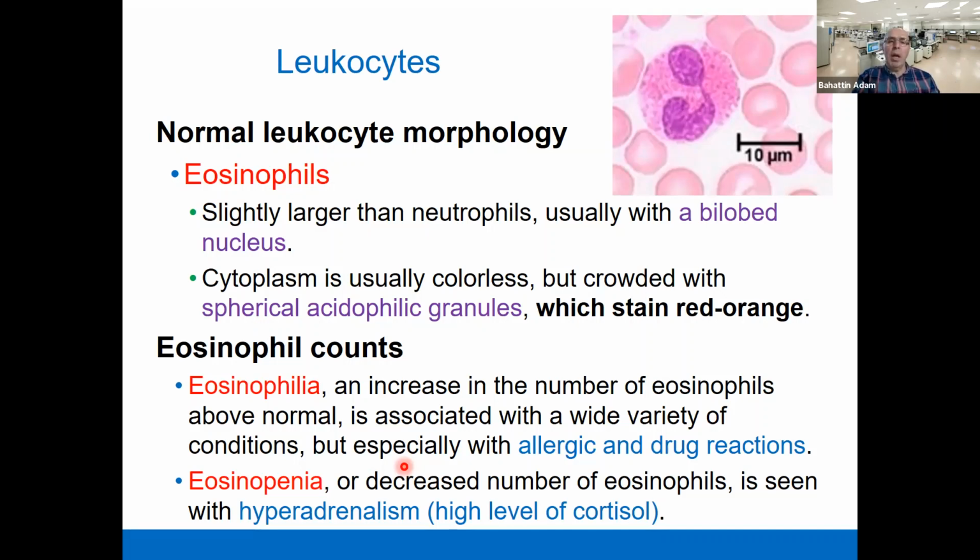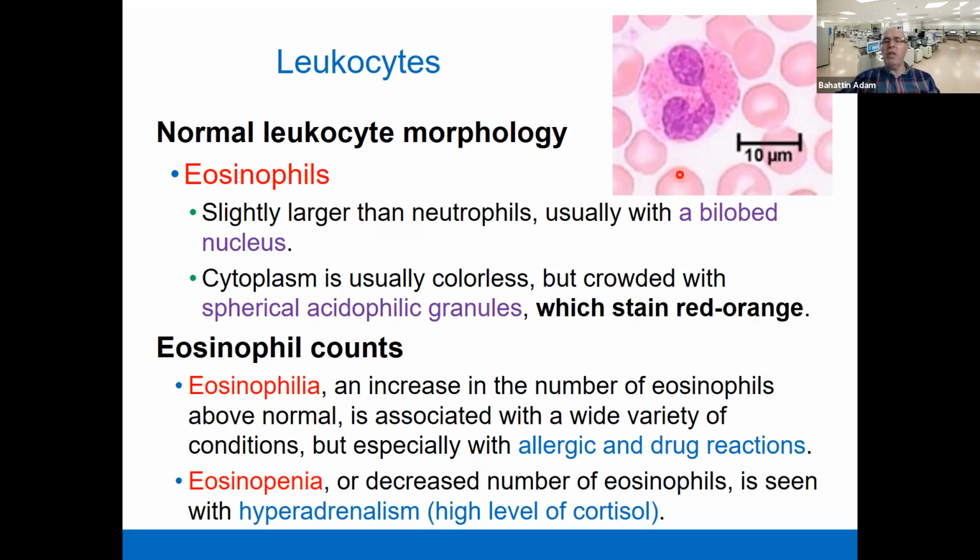Now, eosinophils are the other type of white blood cells, slightly larger than neutrophils, as we see here, usually with a bilobed nucleus, not a multi-lobed one.